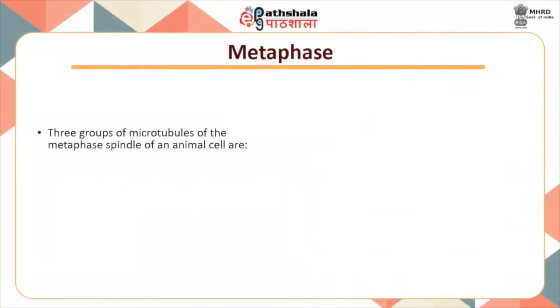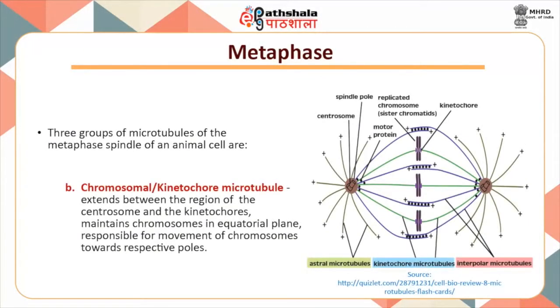Second, chromosomal microtubules, which extend between the centrosome and the kinetochores of the chromosomes. In mammalian cells, each kinetochore is attached to a bundle of 20 to 30 microtubules, which forms a spindle fiber.